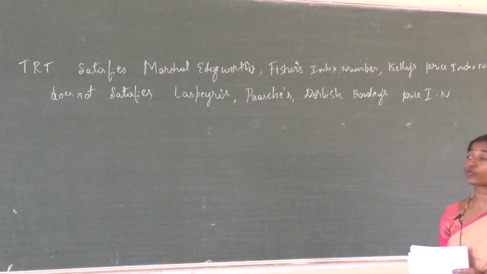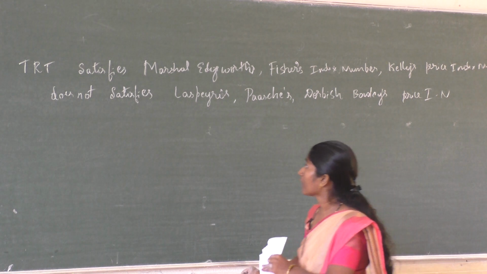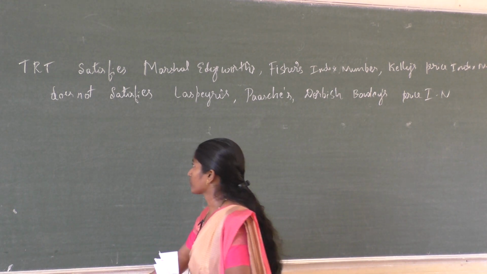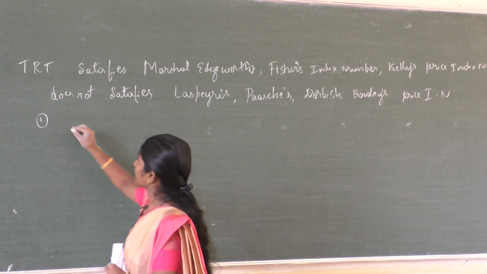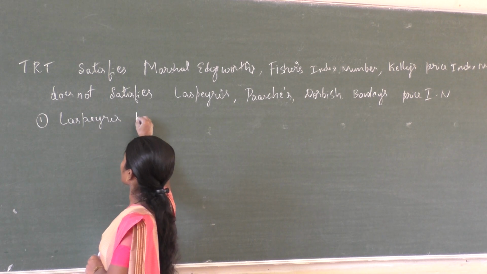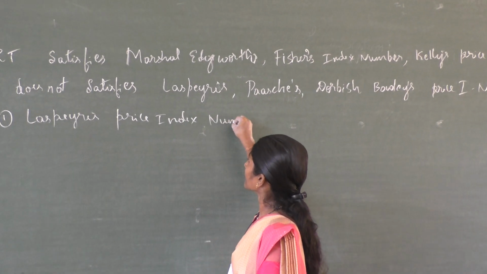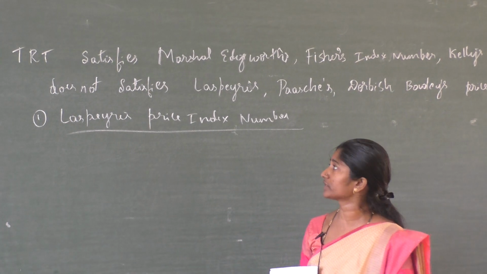Let us prove one or two or three of these. We will prove how each satisfies or does not satisfy by taking the formulas. First one, I will take Laspeyres' price index number, to prove whether it satisfies or does not satisfy.